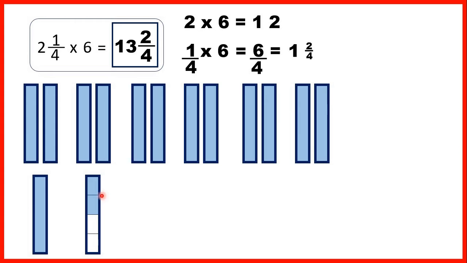Now notice, 2/4 is the same as 1/2. If we keep the same amount of the fraction bar shaded, but just divide it into 2 pieces rather than 4, you can see that 2/4 is the same as 1/2. So sometimes you can simplify your fraction. So we could have written 13 and 1/2 instead of 13 and 2/4. But most of the time, you'll still get the mark if you leave the fraction unsimplified.